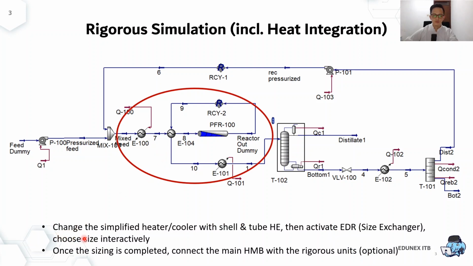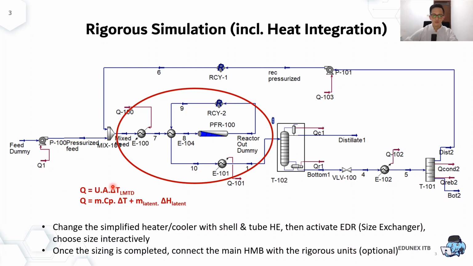So you will have to replace it with a shell and tube heat exchanger, then activate EDR, or the exchanger design rating, which is a very nice feature in HYSYS or in Aspen Plus, so that you'll be able to design the shell and tube heat exchanger. You will even get the datasheet with the detailed dimensions. Okay, and once the sizing is completed, you can connect the main heat and material balance with the rigorous units, but it's again optional.